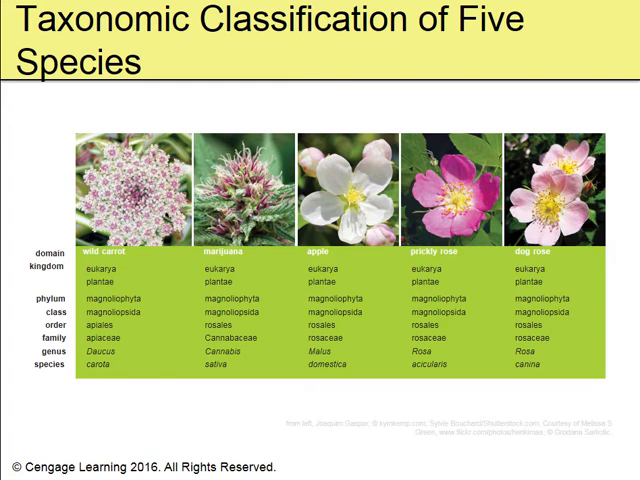So let's look down the list. They're all in the domain Eukarya. They're all in the kingdom Plantae. They're all in the same phylum, Magnoliophyta, which is named for the magnolia tree, and they're all in the same class. When you get to the level of order, you see that the wild carrot is in the order Apiales, and all of the others are in the order Rosales, and so that makes the carrot what we call an outgroup. The others are all sister groups at the level of order.